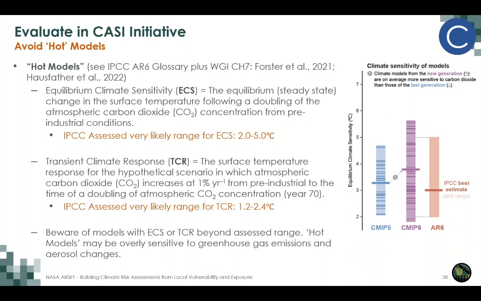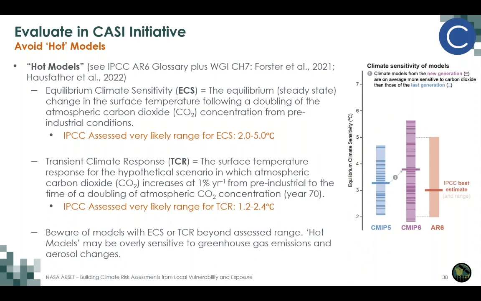This ECS metric is well known in the physical climate community and gives you a fundamental idea of how fast the world warms to the greenhouse gas emissions that society is currently putting into the atmosphere. The models that tend to warm up more rapidly than the others are sometimes deemed hot models.